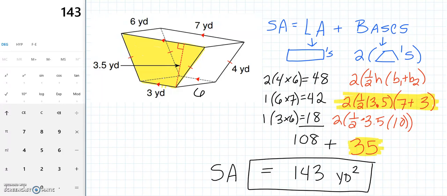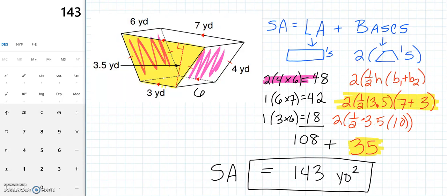Okay, so if you got 143 yards squared, you got the correct answer. Now check over my work. The reason why this was tricky, you had 2 bases, back and front, that were identical, but each of the sides, the lateral faces, were different. So we have the left side and the right side here that were the same. Okay, they were each 6 by 4, which you can see here.